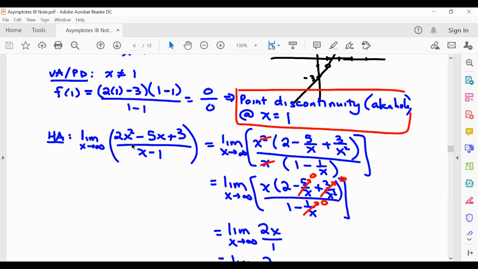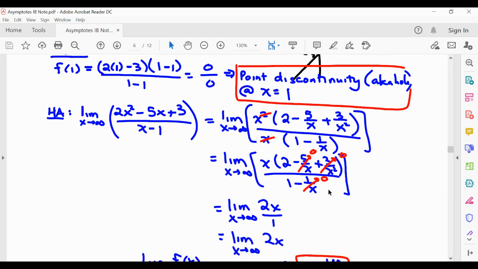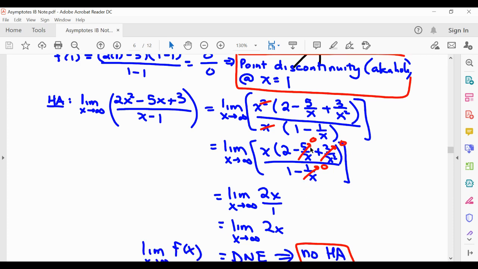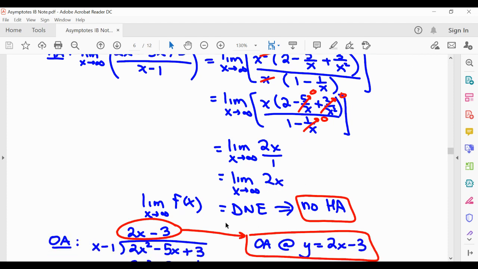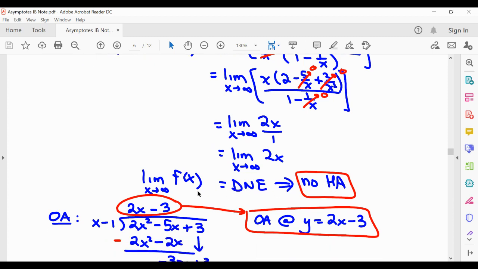We factor out x squared, the highest factor from the numerator, and the highest factor from the denominator, of x. And we see that as x approaches infinity, anything that's being divided by x will approach 0. So we can knock all of those terms out. That leaves me with the limit as x approaches infinity of 2x over 1. But the problem is, if I was to imagine x getting larger and larger and larger, this is never going to approach one particular value, and therefore the limit does not exist, and there's no horizontal asymptote.